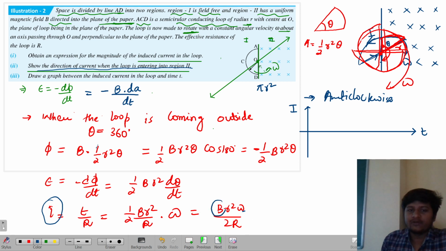Because this is dependent upon which thing? The magnetic field. When the magnetic field is switched off, what will happen? The current will be switched off. Got it or not?